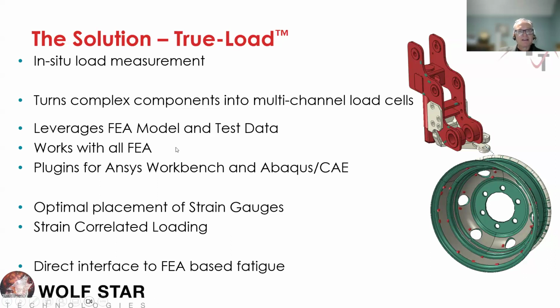And then when we use TrueLoad, we get optimal placement of strain gauges, and from these optimal strain gauge placements, we get strain-correlated loading. This is fantastic. Now we know that our loads are right because they're actually matching the strains that we've measured in the field. And if you're going to use FEA-based fatigue, this is the best thing to use, because now you've got strain-correlated loading that you can drive your FEA-based fatigue software with. So this is what we need.